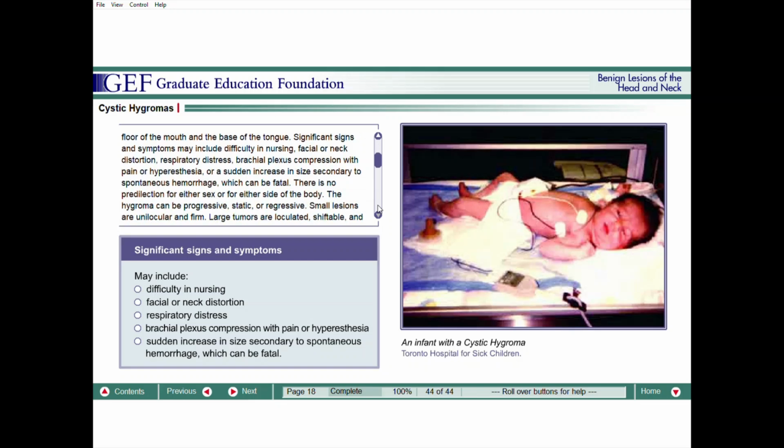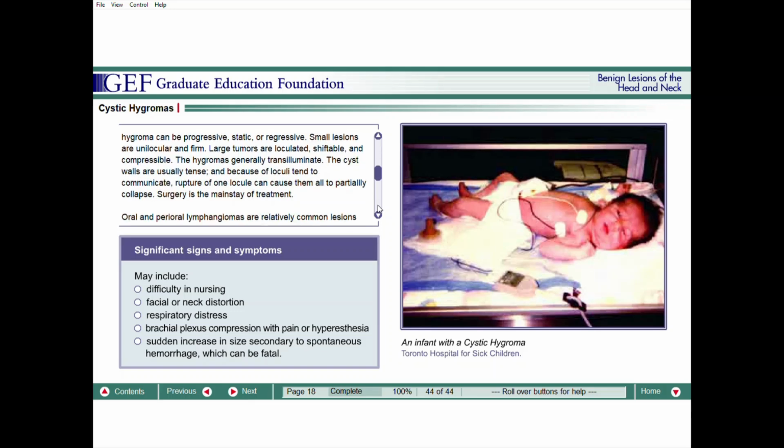Significant signs and symptoms may include difficulty in nursing, facial or neck distortion, respiratory distress, brachial plexus compression with pain or hyperesthesia, or a sudden increase in size secondary to spontaneous hemorrhage, which can be fatal. There is no predilection for either sex or for either side of the body. The hygroma can be progressive, static, or regressive.